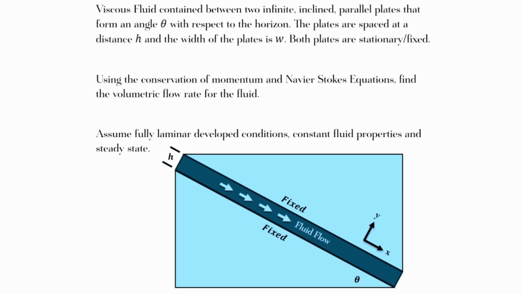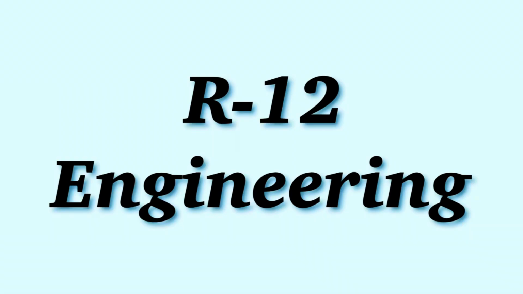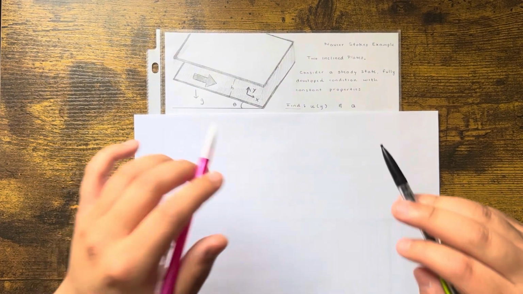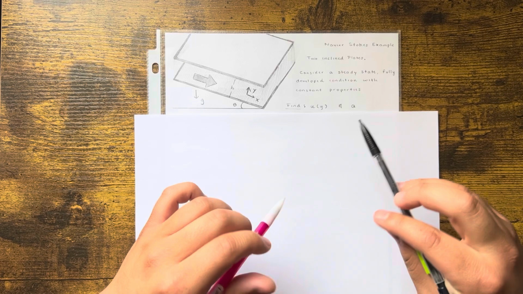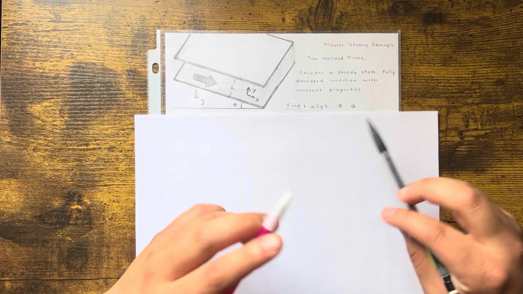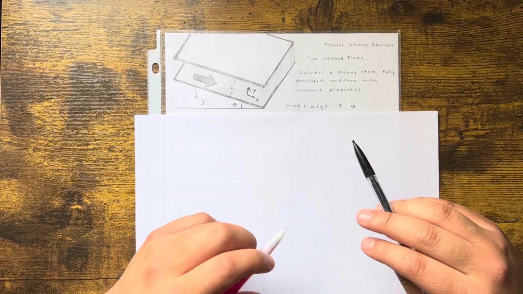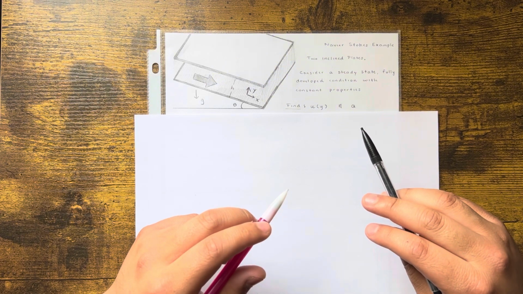Using the conservation of momentum and the Navier Stokes equations, we need to find the volumetric flow rate for the fluid. We assume fully laminar developed conditions, constant fluid properties, and steady state. So let's go ahead and get started. All right, guys, inclined plates, find the velocity profile and then the flow rate. Pretty easy problem, but in this case, nothing's different.